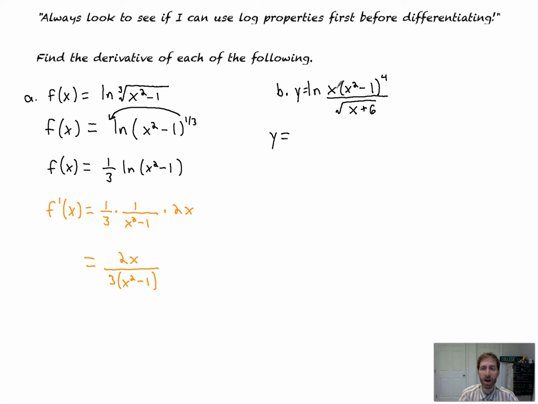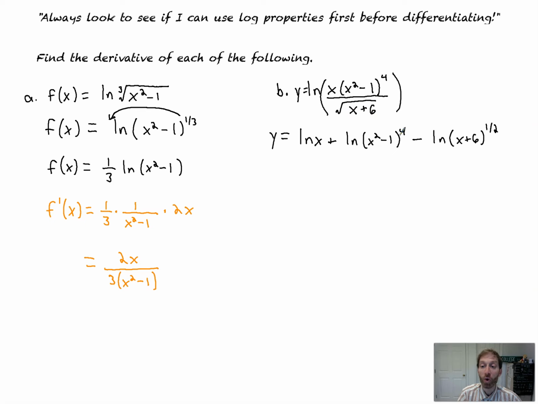So we have the ln of this times that divided by that. So ln of x plus the ln of x squared minus 1 to the 4th. Ooh, that's kind of nice right there. Minus ln of, and I'm going to write this to the 1/2. That's square root of x plus 6 is x plus 6 to the 1/2. All I did here is use the fact that ln of something times something is the addition of two ln's of those argument pieces. And then divided by that is subtraction. Not bad. Let's keep going.